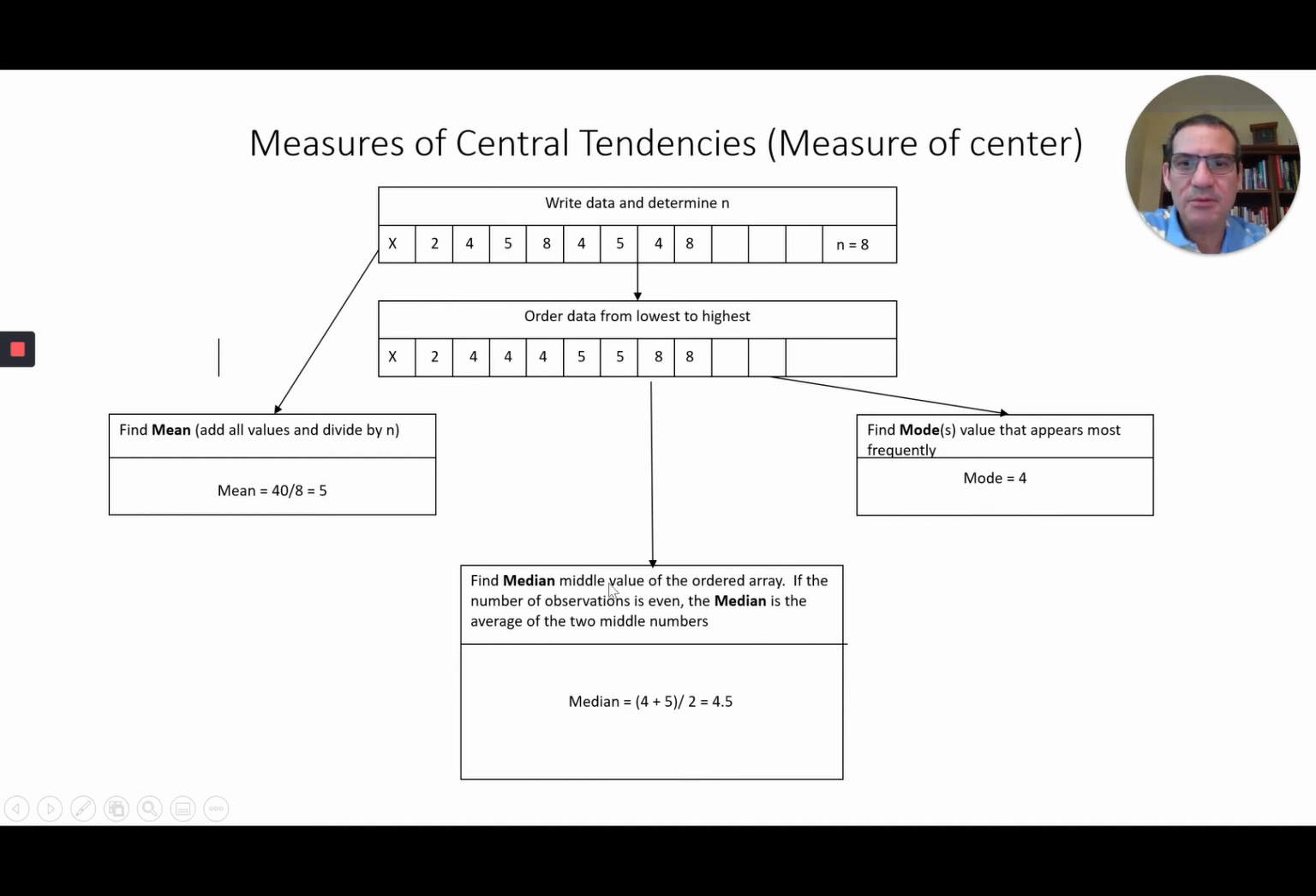Now to find the median, since we have the ordered data here, we look for the numbers in the middle. Since it's 8 numbers, it's about the number 4 and number 5. So it will be this and here, 4 and 5. So the median will be the sum of those 2 divided by 2. This is equal to 4.5. So that's how you find the mean, the median, and the mode.